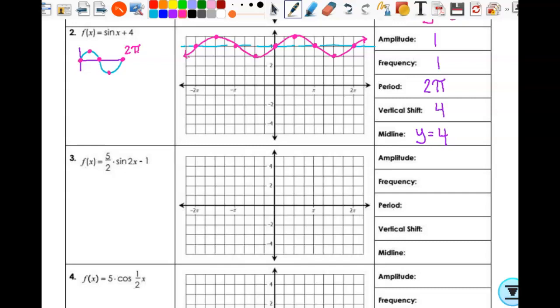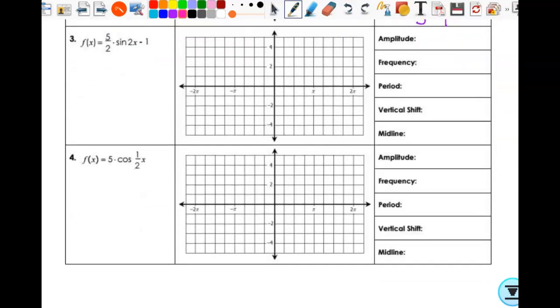All right, let's look at number 3. What's my amplitude here? 5/2. My frequency is 2, good, which means the period is, so remember we always do 2 pi divided by the frequency, so I'm going to get pi. Vertical shift of -1, so my midline is y equals -1.